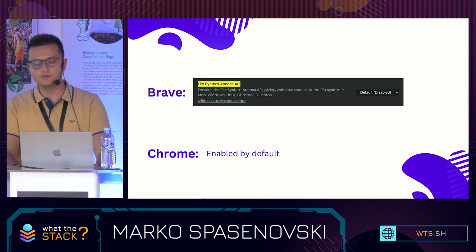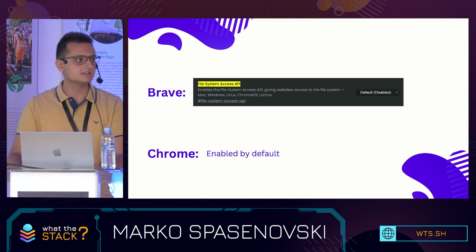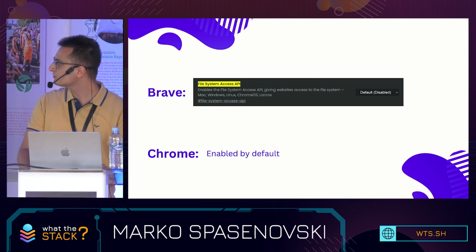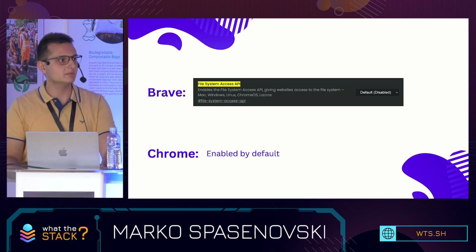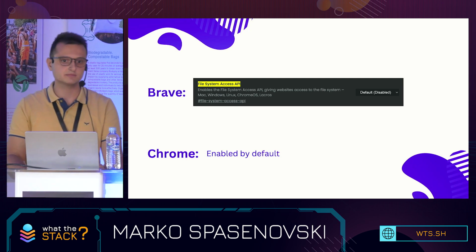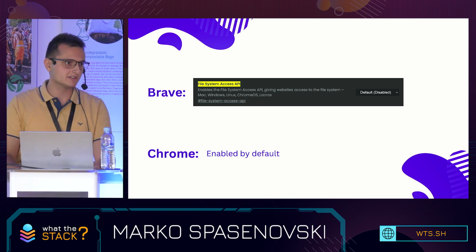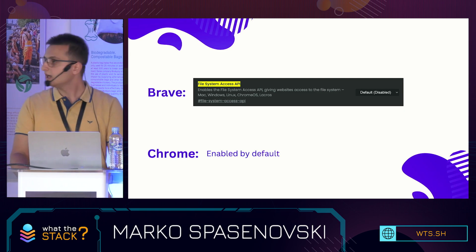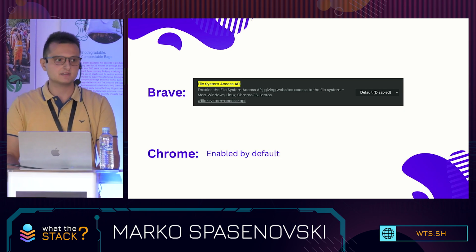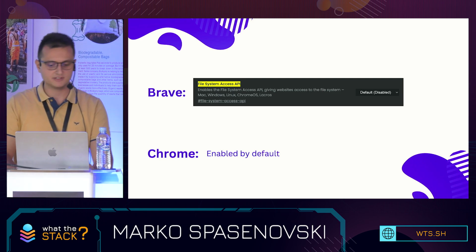Just to note, if you use Chrome, the file system API is enabled by default. If you use Brave like me, you have to explicitly enable it, so it's disabled by default. Again, scary concerns, but at least Brave supports it and allows the user to enable it. I think Edge is the same. You have to enable it explicitly, but like I said, Mozilla doesn't support it, and neither does Safari.